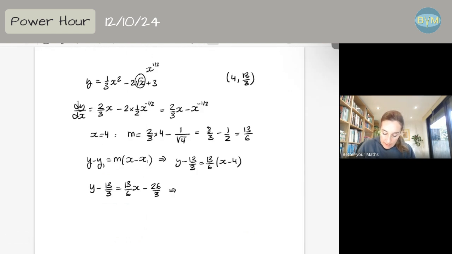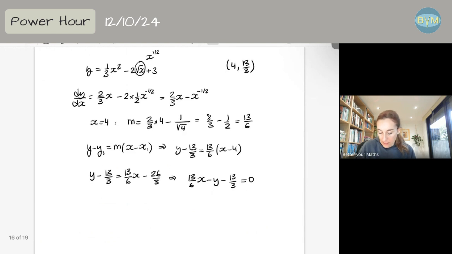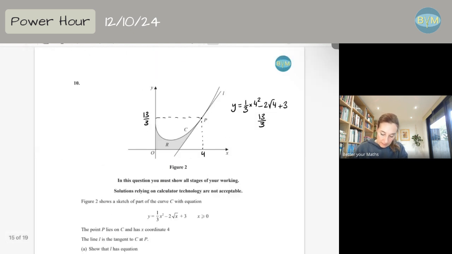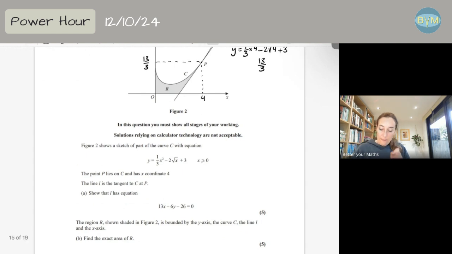So 13/6 of x minus y. And then if I am on the right side, I have minus 13/3 equal to 0. And I am going to multiply everything by 6. So I have 13x minus 6y minus 26 equal to 0. And hopefully that's what we have to find. Minus 6y minus 26. Yep.